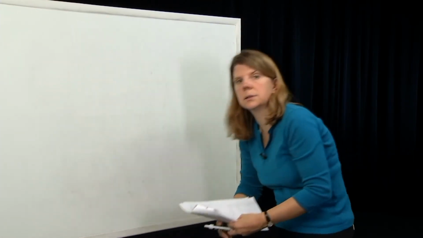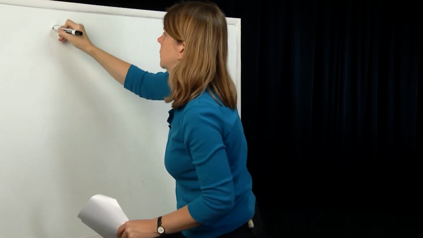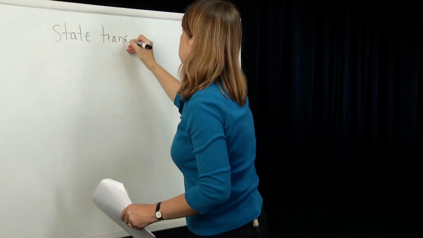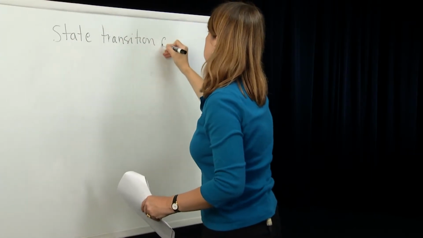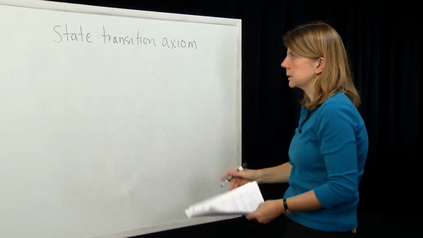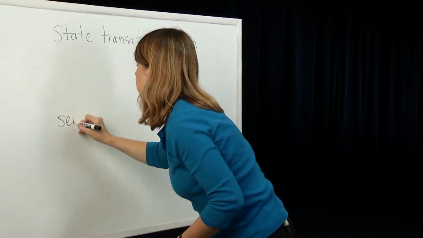The first axiom is called the state transition axiom. And the second axiom is called the semigroup axiom.